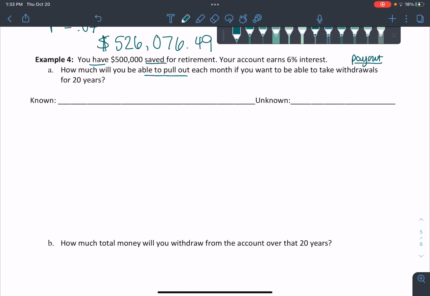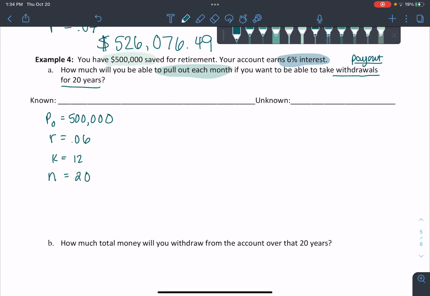Now, aside from that, what are the pieces of the payout formula that you see in the word problem? You have $500,000. That means that's your initial. That's what you've got on day one of retirement. Your account earns 6% interest. That's my R, 0.06. How much will you be able to pull out each month? So we're pulling money out each month, and so that's going to be my K because they haven't said otherwise, right? If you want to be able to take withdrawals for 20 years, that's going to be my N.